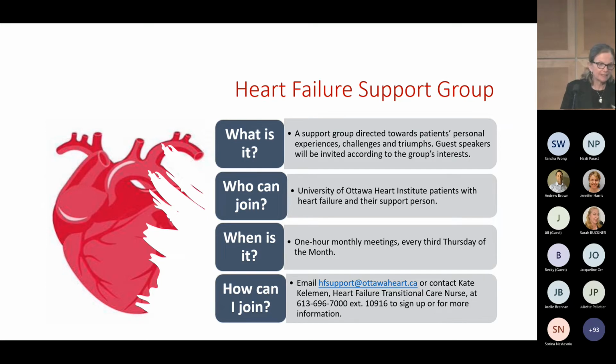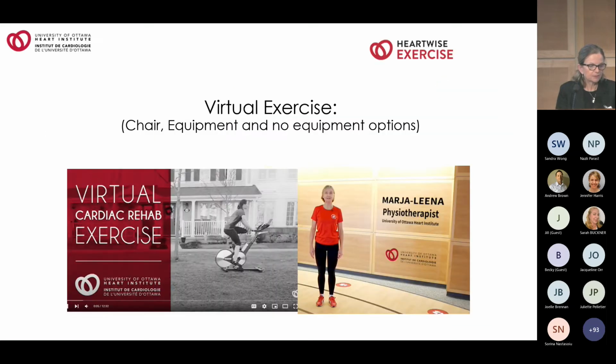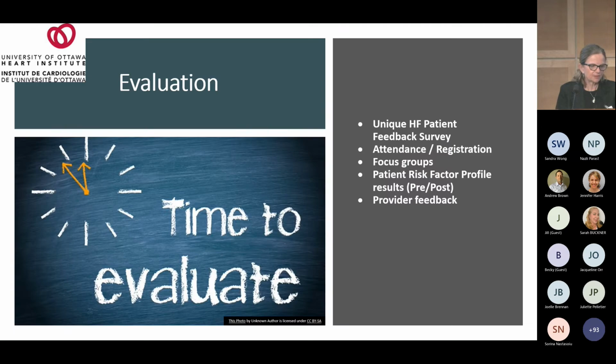It's a lot of fun. The information is on this slide. So really any patient with heart failure and their spouse and key learner is welcome to attend. So the virtual sessions, that's a picture of one of our amazing physiotherapists who does virtual exercise. So the patients can sign up for 5 weeks of these virtual sessions or come on site.